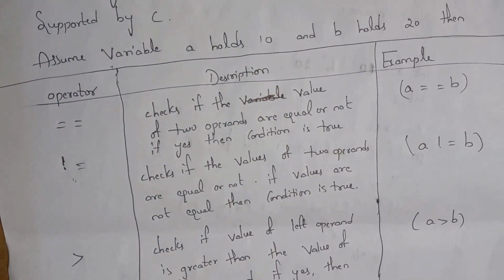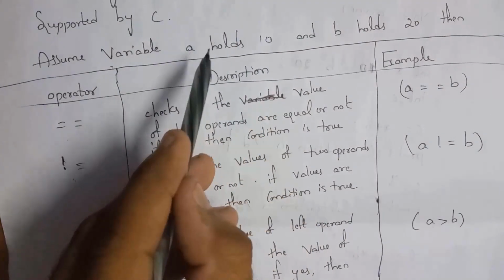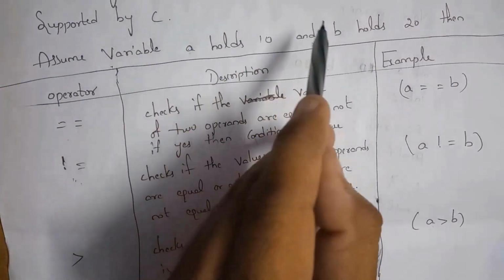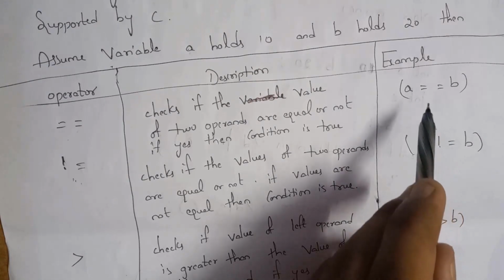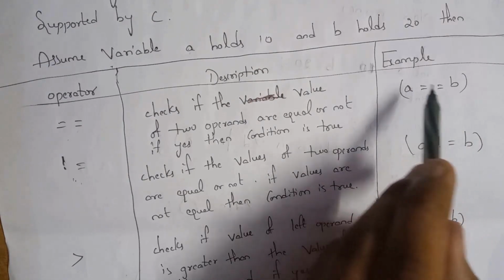At first I will explain what is use of is equal to operator. Is equal to operator is used to check whether value of operand A is equal to value of operand B or not. If value of A is equal to value of B, then this condition is true. This is how we represent is equal to operator, that is A double equal to B.